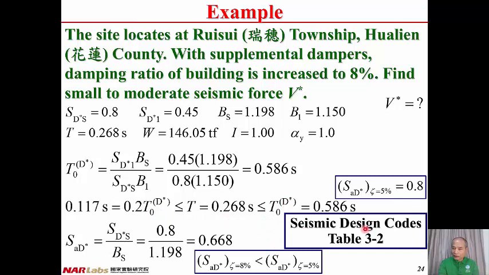Therefore, according to Seismic Design Code Table 3-2, SAD star equals SD star S divided by BS, equal to 0.8 divided by 1.198, equal to 0.668. And then we check the results from the previous lecture. When the damping ratio equals 5%, SAD star equals 0.8. Compare these two values, then we can have the small to moderate spectral acceleration for the damping ratio equal to 8% is less than that for the damping ratio equal to 5%. This is true for this case. Is it true for other cases? That's the question for all of you.